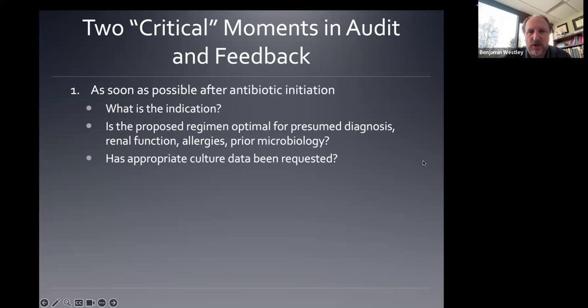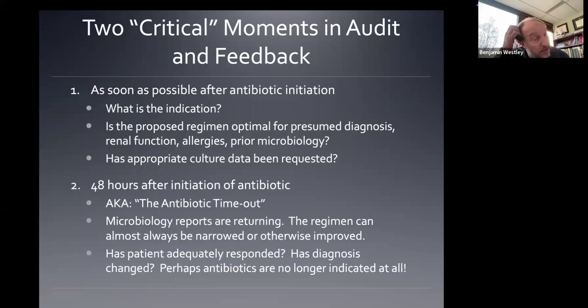And then you'd want to make sure a culture is actually being requested. It's not uncommon that somebody is started on antibiotics for a urinary tract infection, but nobody bothers to send a urinary culture, and you cannot diagnose a urinary tract infection without a urinary culture. So these are common examples. The next critical time is about 48 hours after initiating the antibiotics, and this can be a formal timeout, as it's frequently referred to.